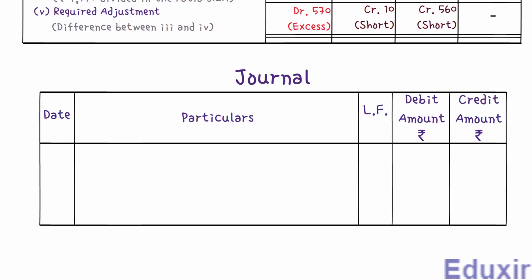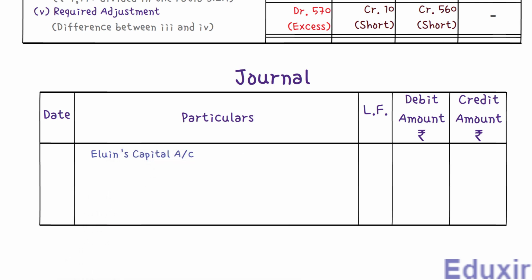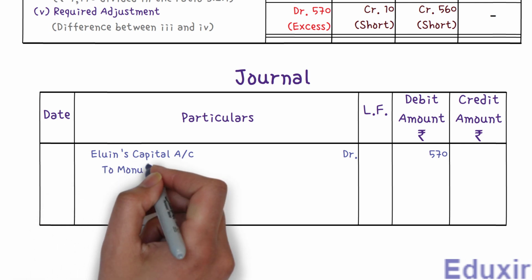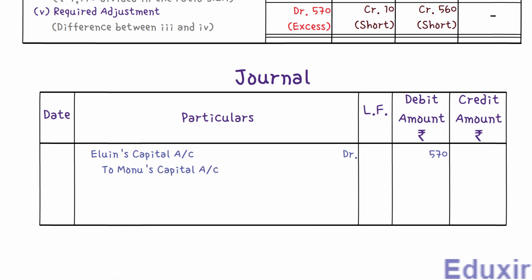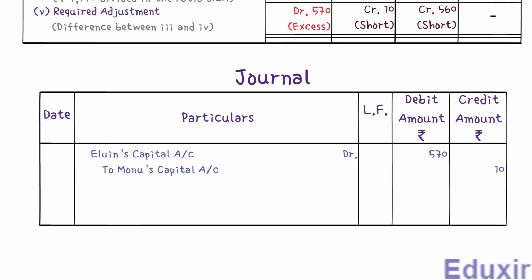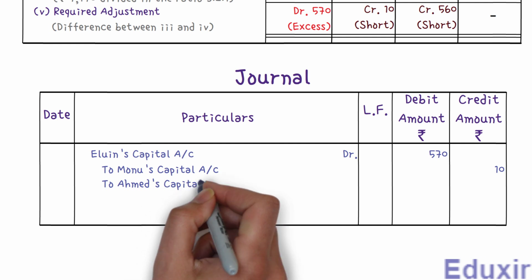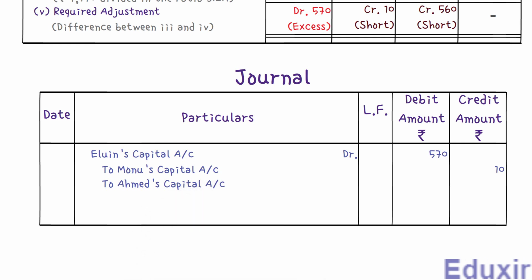Let's first write the partner Eluin's capital account as the debit entry. Let us also write the text DR to indicate that this is a debit entry. Let's then write the debit amount of 570 rupees in the debit amount column. Leaving a margin, let's write partner Monu's capital account as the credit entry. Let's then write the credit amount of 10 rupees in the credit amount column. Leaving a margin again, let's write partner Ahmed's capital account as the other credit entry. Let's then write the credit amount of 560 rupees in the credit amount column.